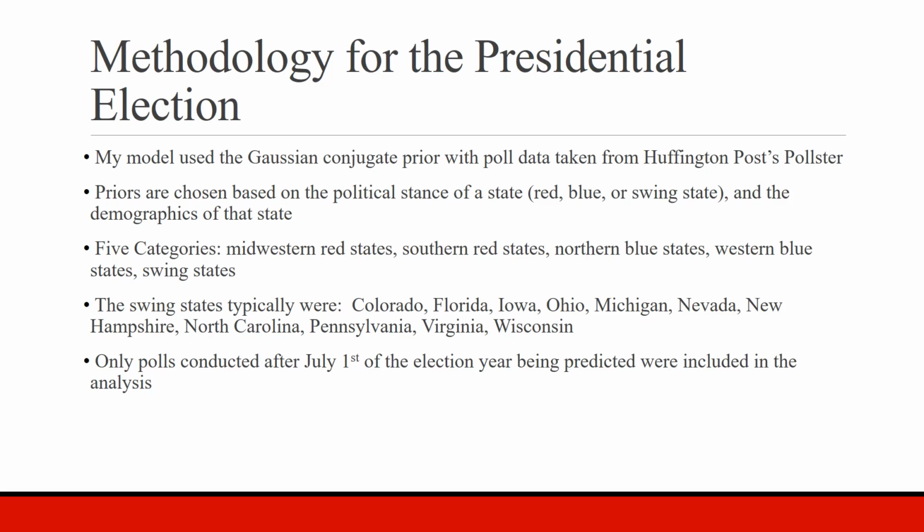And then I have a list of the 5 different categories. The swing states varied a little bit from election to election, but they typically were one of the 11 states listed. And I consider states a swing state if I thought that the race was competitive enough for both parties to have a reasonable chance of winning. Only polls conducted after July 1st of the election year being predicted were included in the analysis.